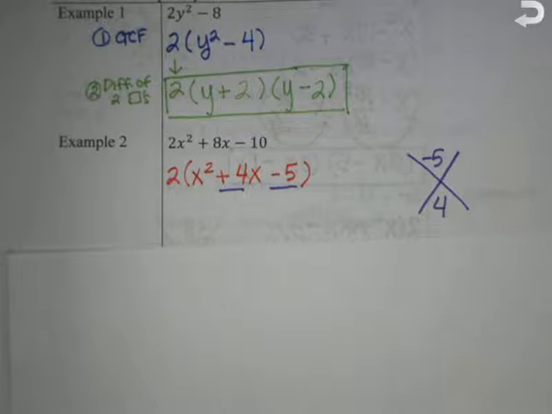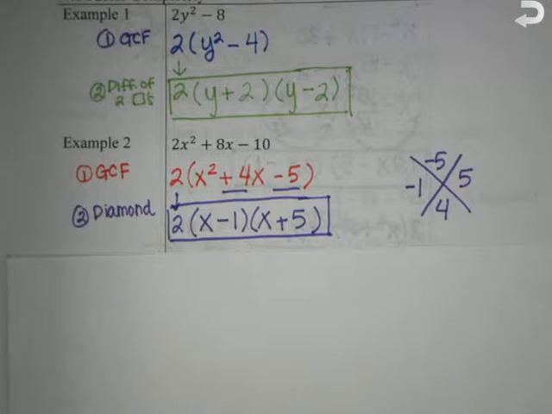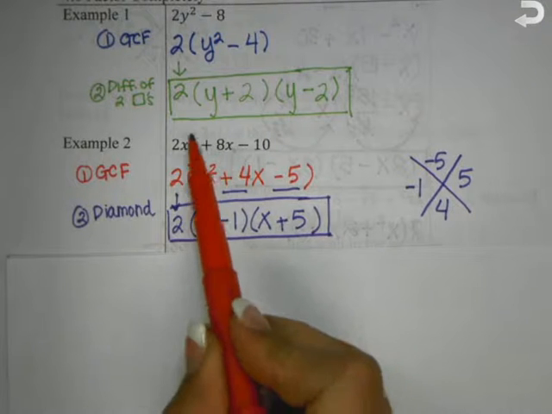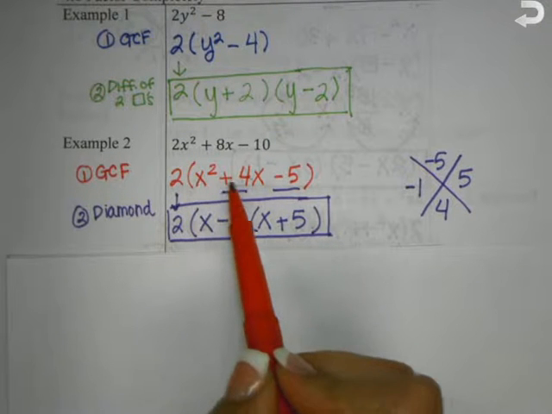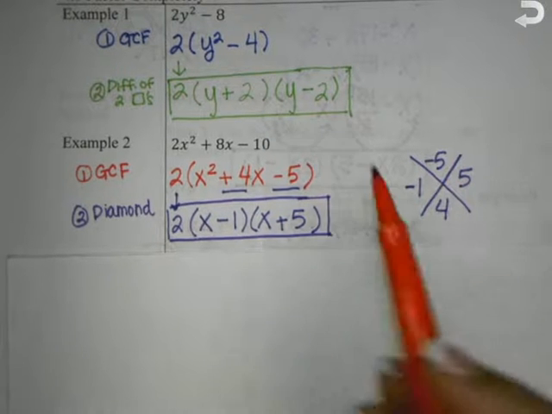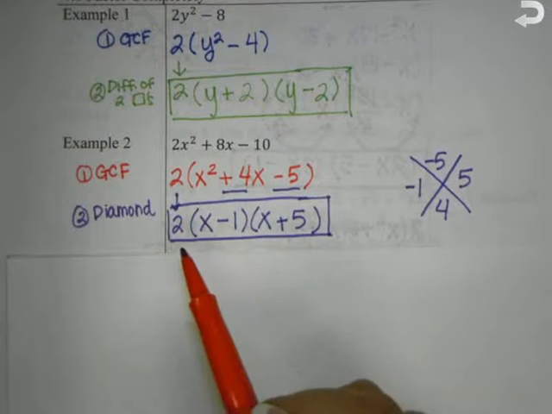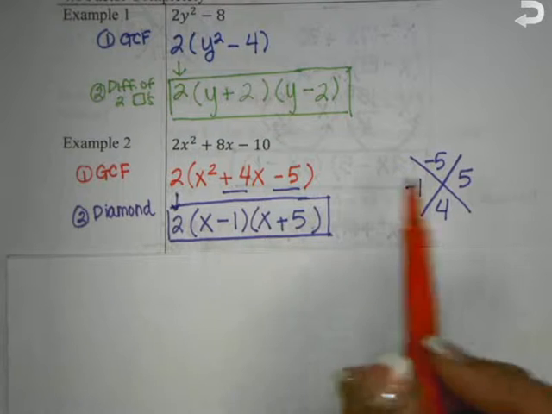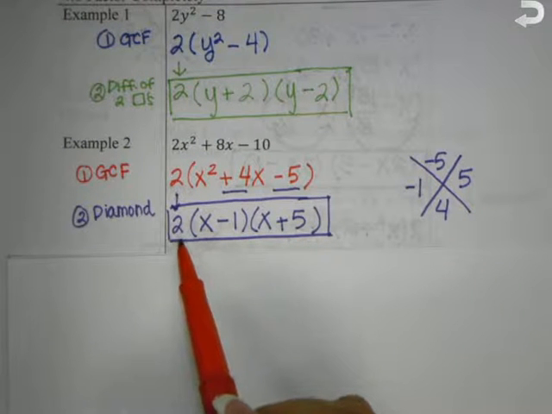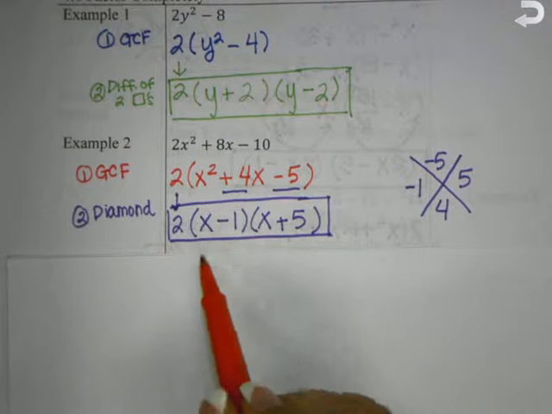Okay. Any questions so far? Okay, so what we did here, just to recap, we took out a GCF of 2. After we divide every term by 2, we get x squared plus 4x minus 5. We used diamond method to factor the trinomial. Remember, the GCF comes down. And we factor this trinomial to x minus 1 times x plus 5.